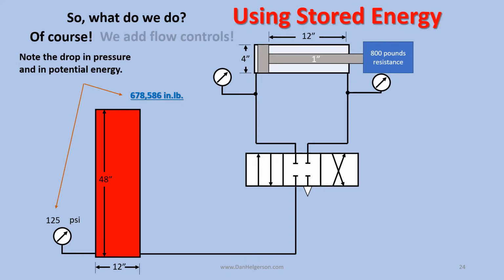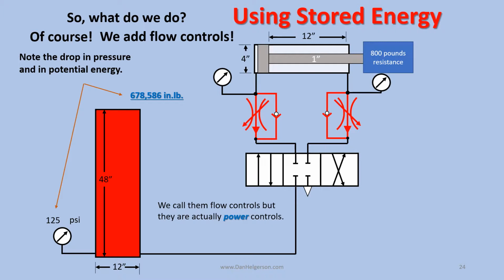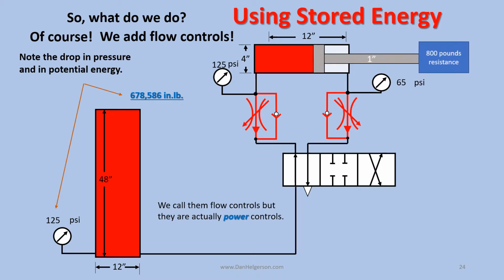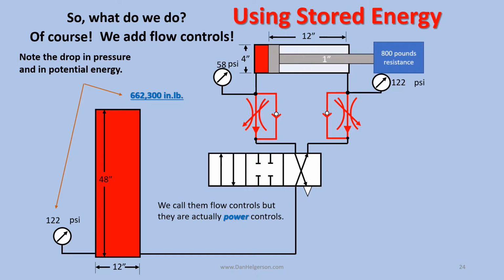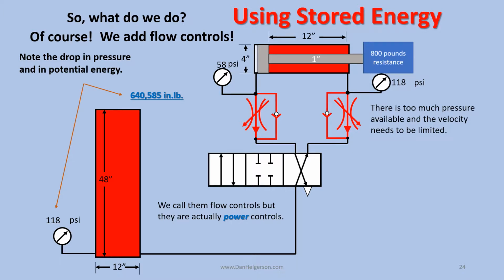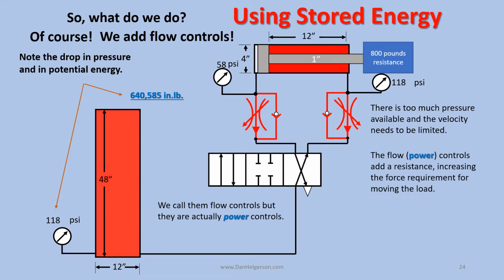Of course, we add flow controls. We call them flow controls, but they're actually power controls. Now when we shift the valve, we get it to extend in 2 seconds. We shift the valve back. We get it to retract in 2 seconds, and now we're pleased that the cycle time is correct. But there was too much pressure available, and the velocity needs to be limited. The power controls add a resistance, increasing the force requirement for moving the load. The extra energy is consumed as the air moves across the flow controls.